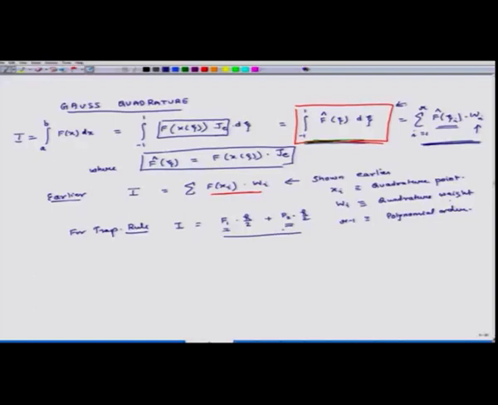So, I will again write it here: I from a to b of f(x) dx can also be written as the integral from -1 to 1 of f hat of zeta d zeta, and this equals the sum of f hat evaluated at location zeta i times the quadrature weight, where the summation goes from 1 to r.